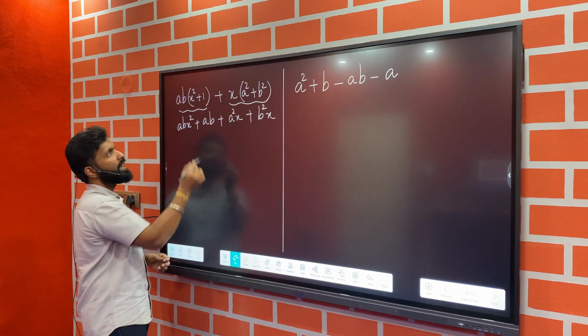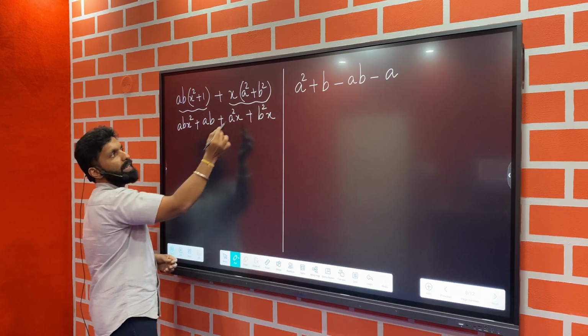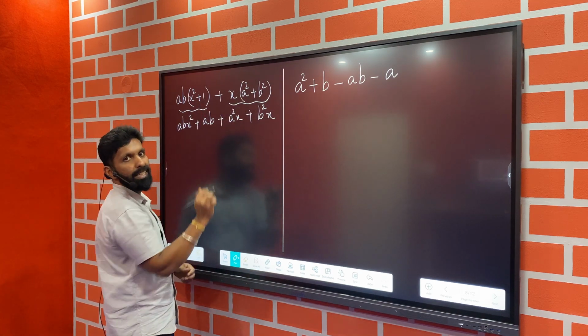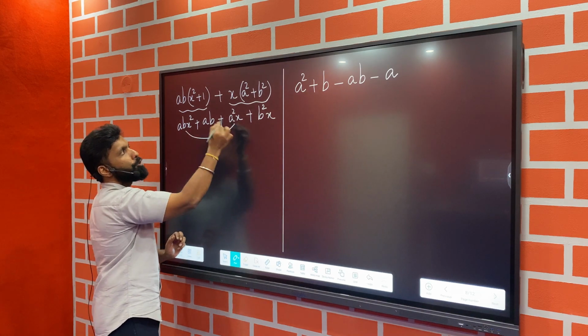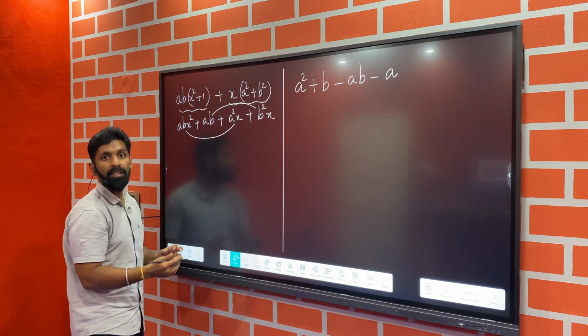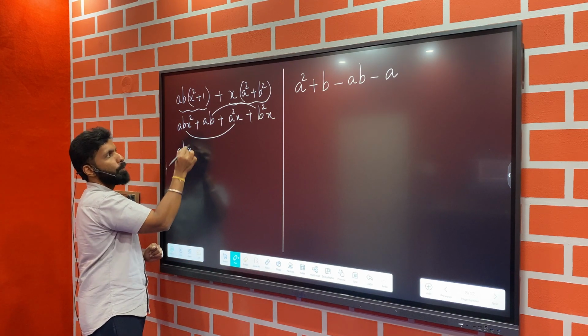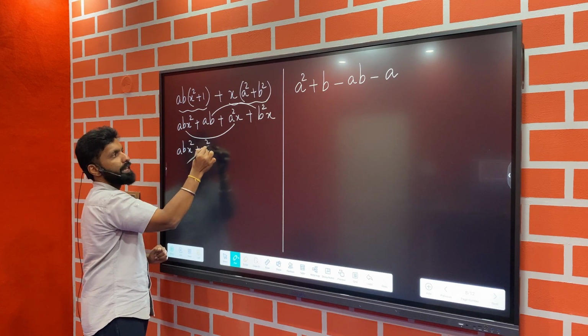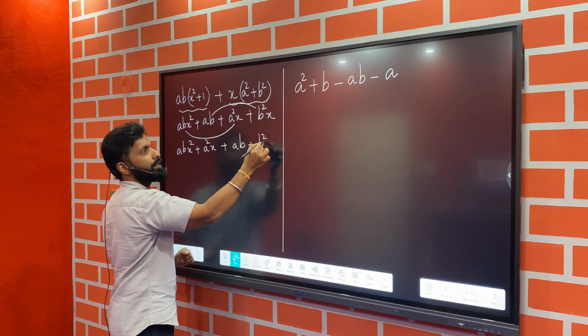Now what I'll do is, when these two were together, it didn't help us. When these two were together, it still didn't help us. So what we'll do is, we'll crossbreed them. We'll keep these two together and we'll keep these two together. This is called grouping. Now see here. ABX square plus a square x plus AB plus b square x.